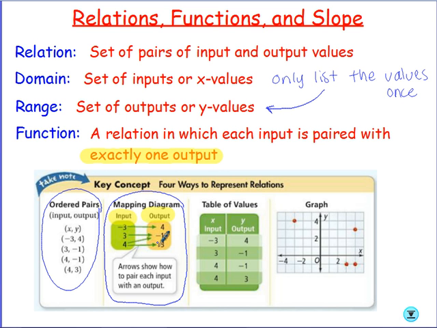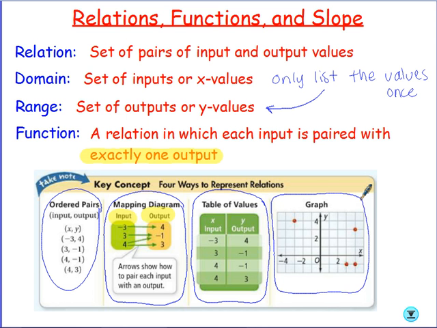The third method is a table of values. Notice the only difference between ordered pairs and a table of values is we put it into a table instead of pairs. It's still each x and each y together. So it's still -3 with 4, 3 with -1, 4 with -1, and 4 with 3. We just put it in a table instead. And then finally, the last method is the graphing method. Here, we simply took the 4 ordered pairs that we had, and we graphed them.